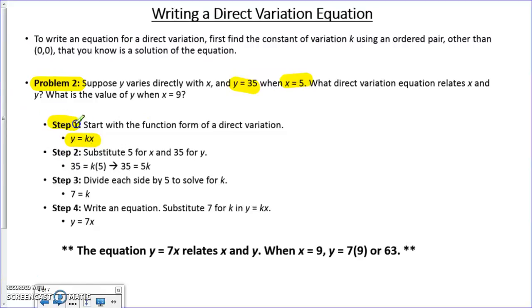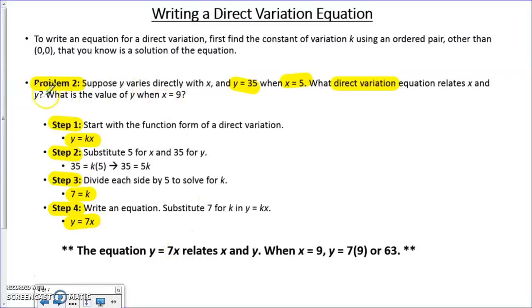We are given what y equals and what x is equal to, so we can just substitute those values in and solve for k. So 35 equals k times 5, which simplifies to 35 equals 5k. Step 3, solve for k by dividing each side by 5, and 7 equals k. But remember, we have to write the direct variation equation. Step 4, write the equation, substitute 7 for k in y equals kx. So the direct variation equation is y equals 7x.